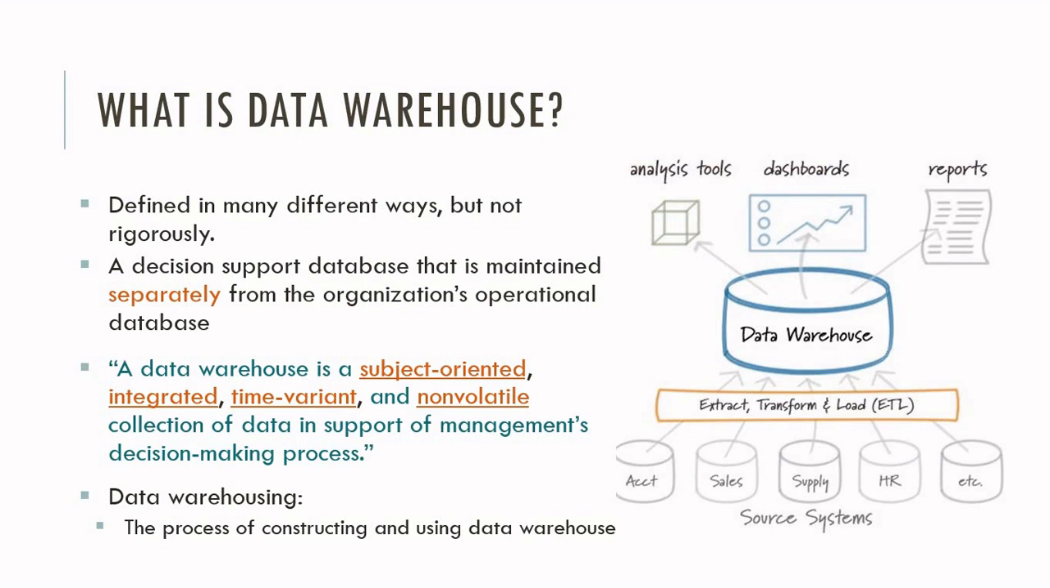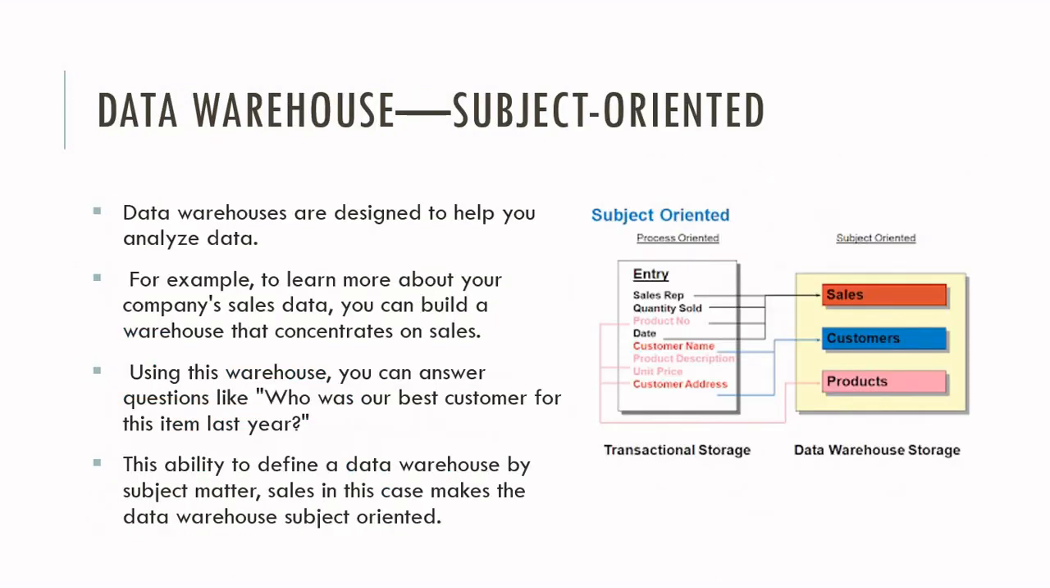Now the definition: a data warehouse is a subject-oriented, integrated, time-variant and non-volatile collection of data in support of management's decision-making process. So what does it mean? The main features of the data warehouse are subject-oriented, integrated, time-variant and non-volatile. So let's understand these terms in detail. The first is subject-oriented.